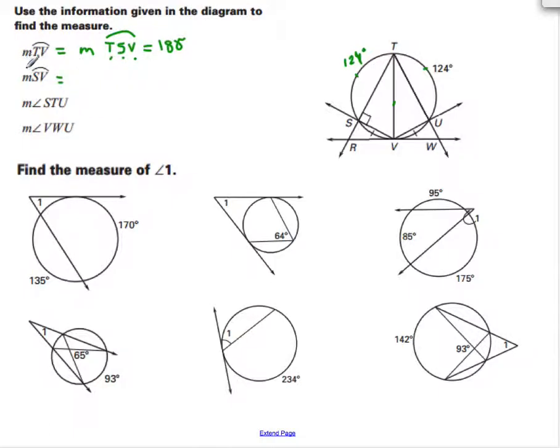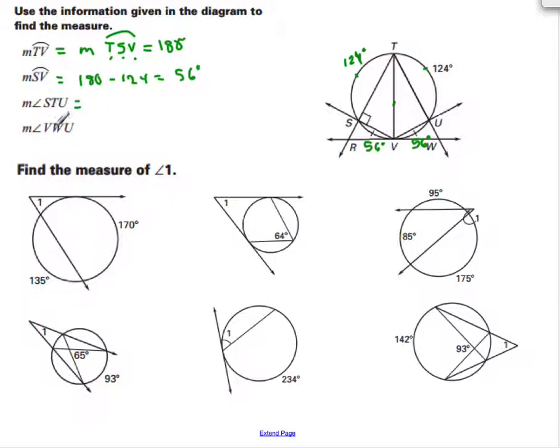When I talk about the measure of SV, SV is then going to be this little piece here. So if I talk about 124, remember this is a semicircle, so I'll subtract 124 from that. I'm working without a calculator, so I'm hoping that's 56 degrees right down here. That means that this piece over here, VU, this arc should also be 56 degrees.